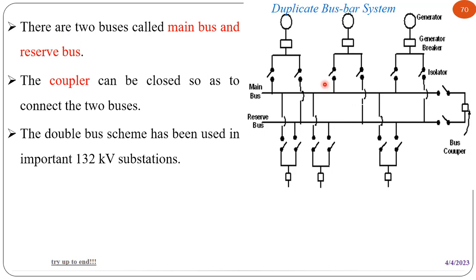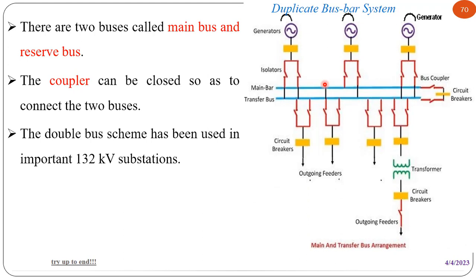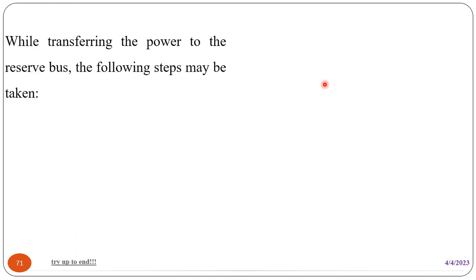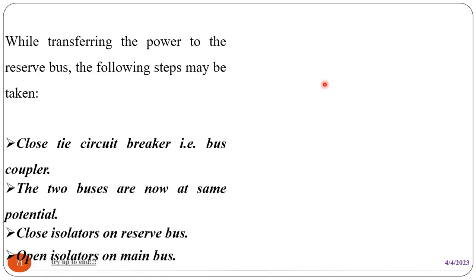ሁለቱ ላይ ከሆነ ግን ሁለቱም ፌል ያደርጋል ማለት ነው። The double bus scheme has been used in 132 substations. While transferring the power to the reserve bus, the following steps are made.